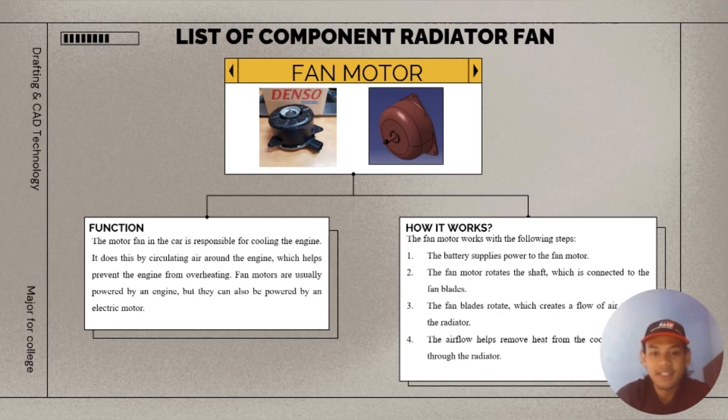The battery supplies power to the fan motor. The fan motor rotates the shaft connected to the fan blade. The fan blade rotates, which creates a flow of air to the radiator. The airflow helps remove heat from the coolant through the radiator.